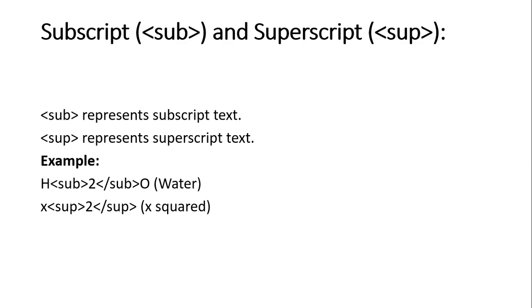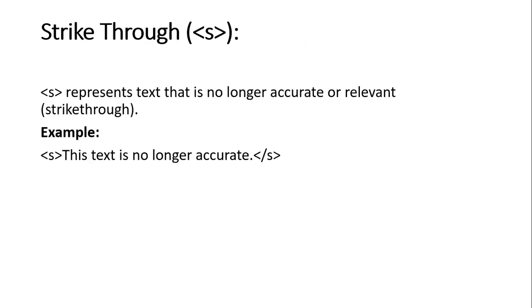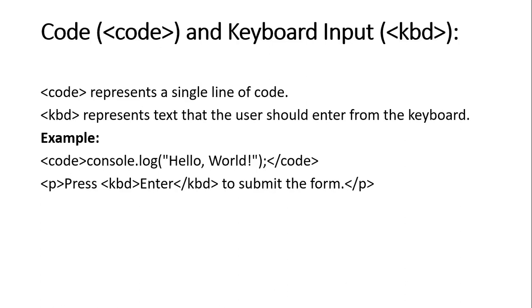Okay. And the next tag is strikethrough. For that I have to use the S tag. It represents content that is no longer accurate or relevant, so you can strike it out. That is the way we can give it in the text directly. For example, I open with the S tag, give some content, and close with the S tag.